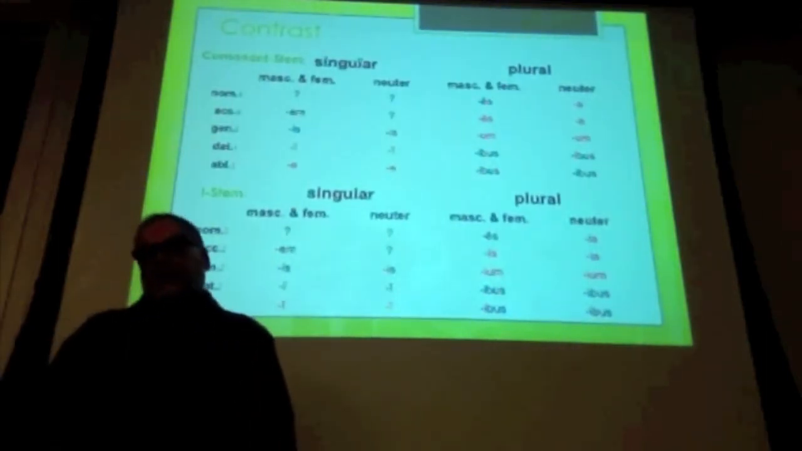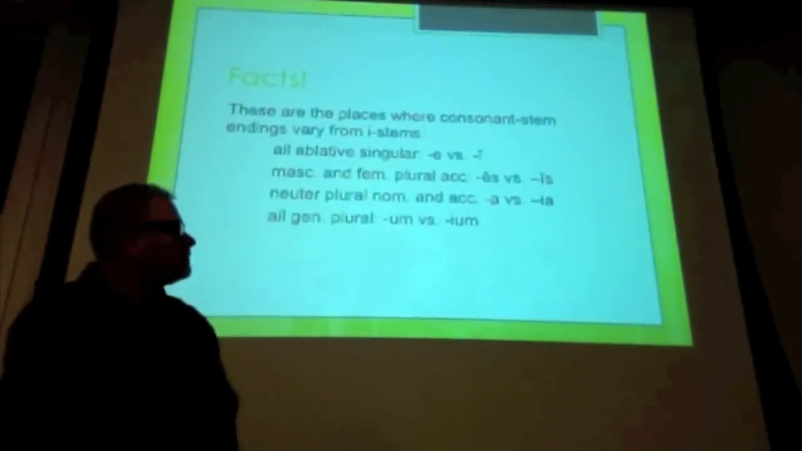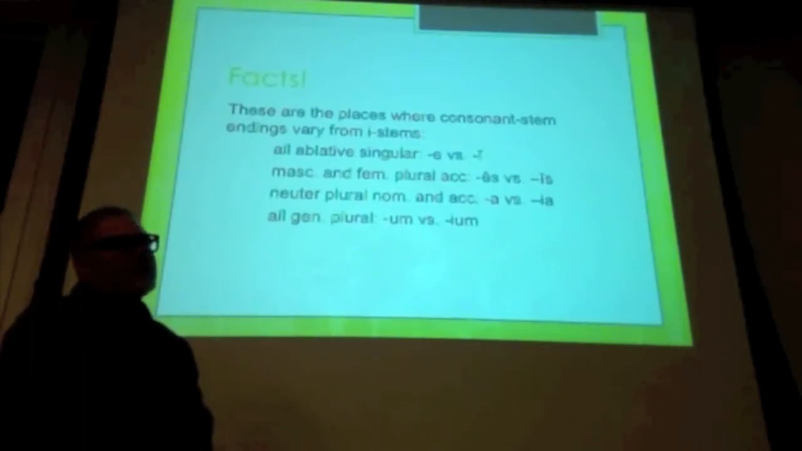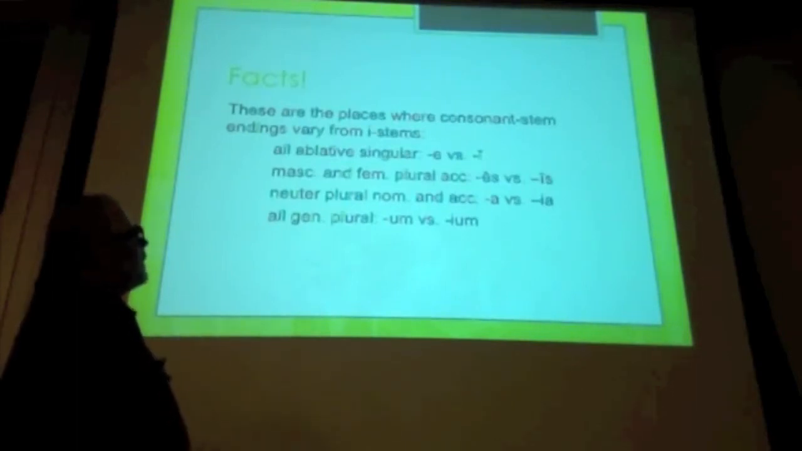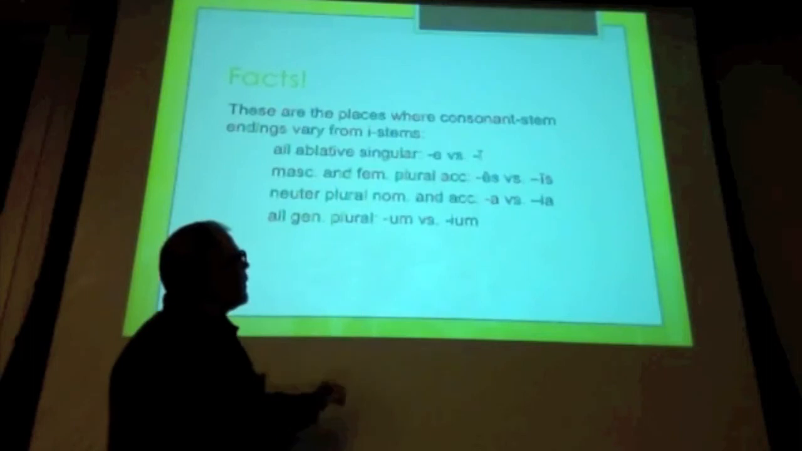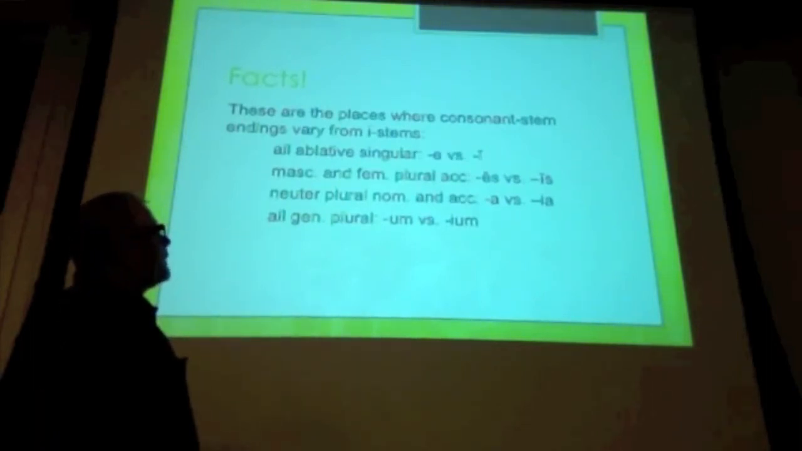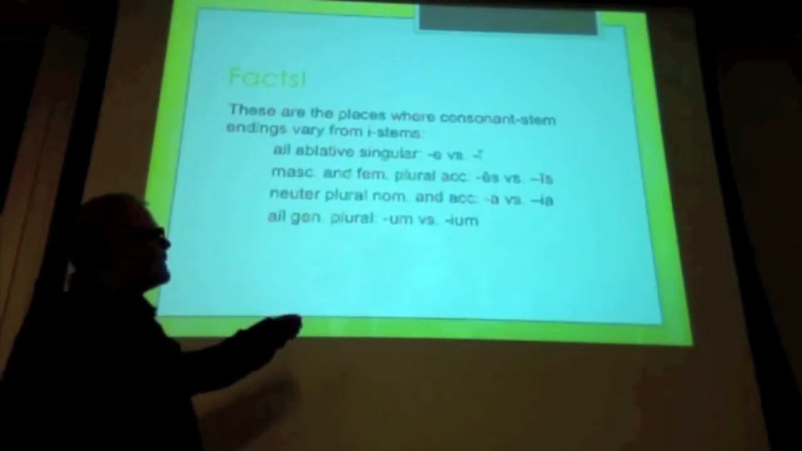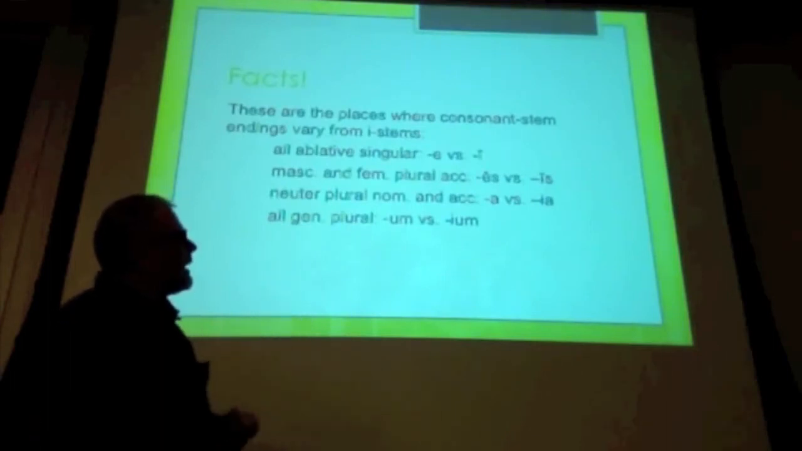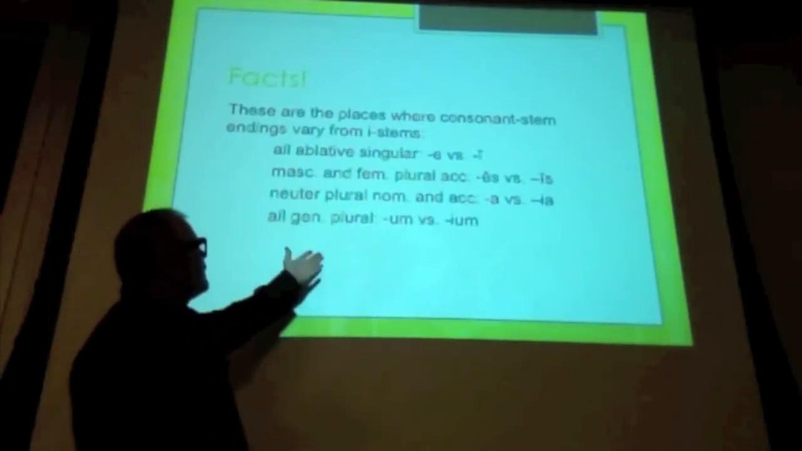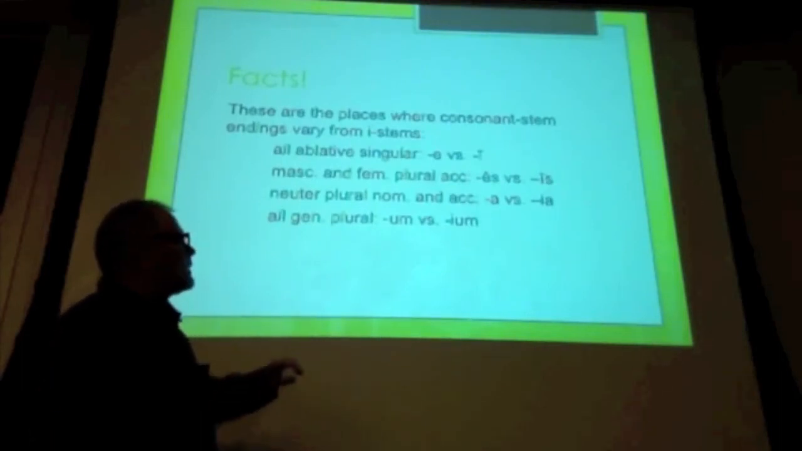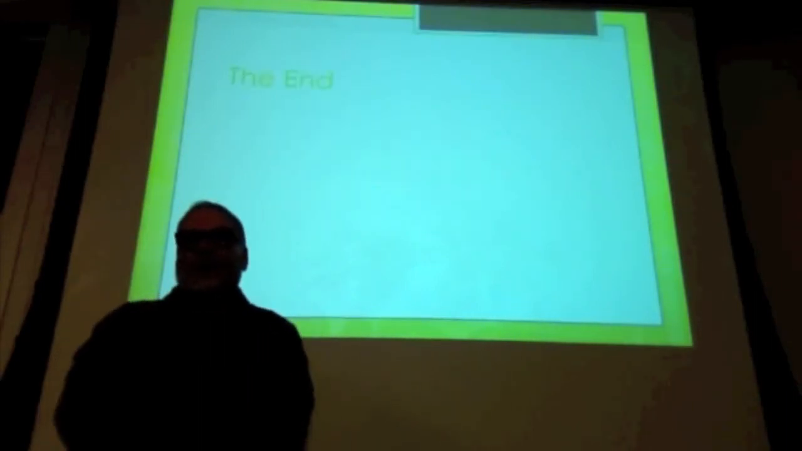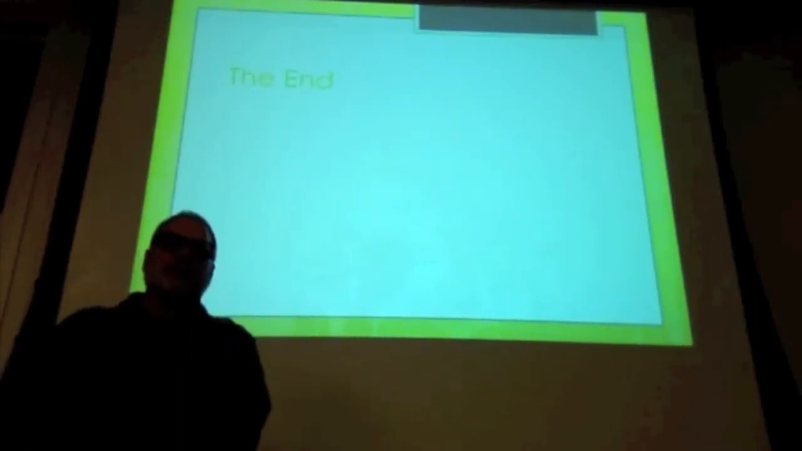So if I can just sum that up, here goes. These are the places where consonant stem endings vary from I stems, and these are the facts you will need for a quiz. Ablative singular: consonant stems have E, I stems have long I. Masculine and feminine plural accusative: long ES in consonant stems, long IS in I stems. Neuter plural nominative accusative: A in consonant stems, IA in I stems. And finally, all genitive plurals are different. The genitive plurals are always different: UM in consonant stems and IUM in the I stems. And that's what I had to tell you about consonant and I stem endings.